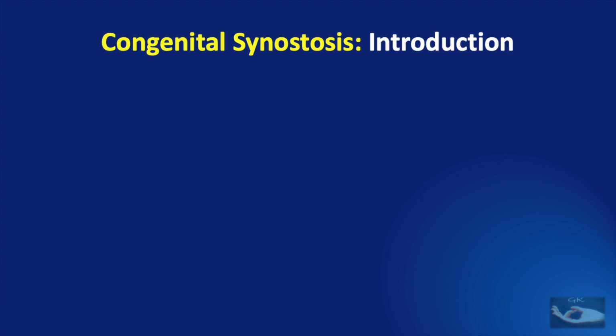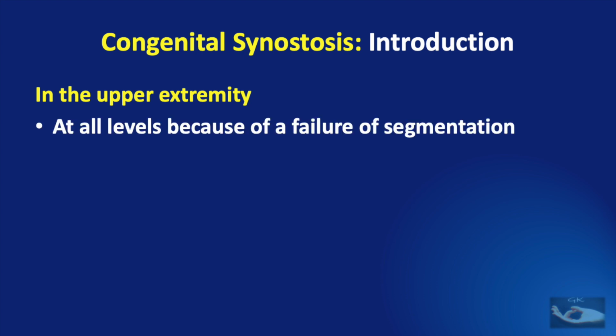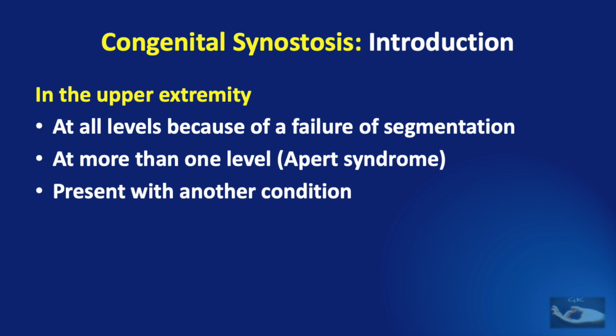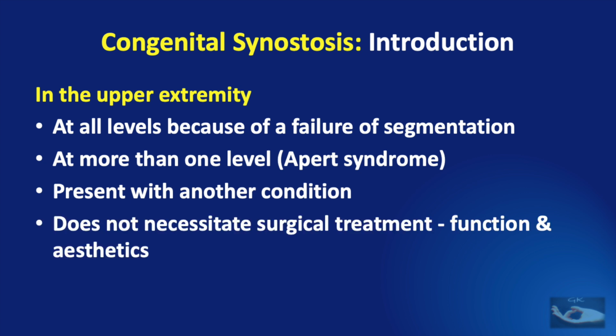Congenital synostosis can occur in the upper extremity at all levels because of a failure of segmentation, and can occur at more than one level, for example Apert syndrome. It can also present with another condition or malformation of the hand that occurs due to a congenital problem. And every case of congenital synostosis does not necessitate surgical treatment. We need to consider the functional and aesthetic aspects of each patient.